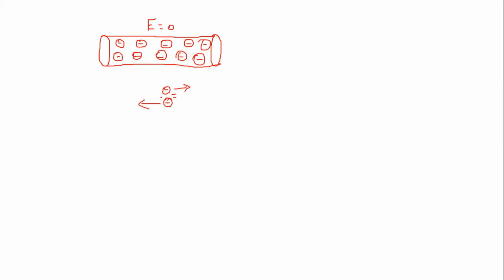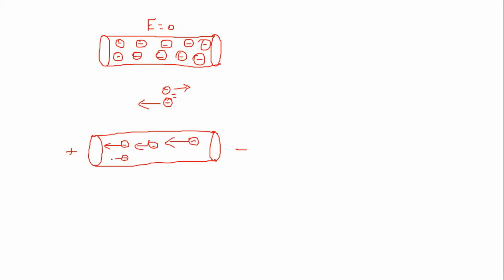But now, when there is an electric field, what happens? The electrons will be moving from the negative terminal towards the positive terminal. They will be ordered in a way that, if this is positive and this is negative, they move towards the positive terminal, away from the negative terminal. Correct? As a result, there is a current flow.